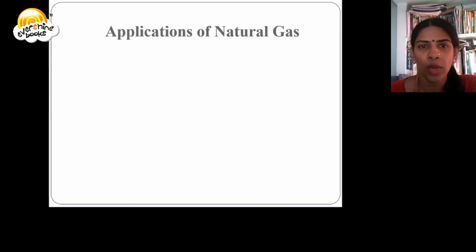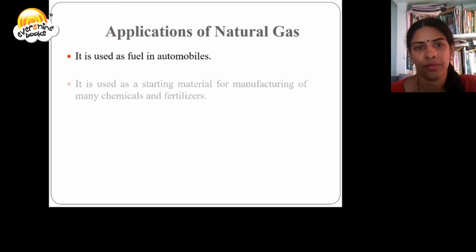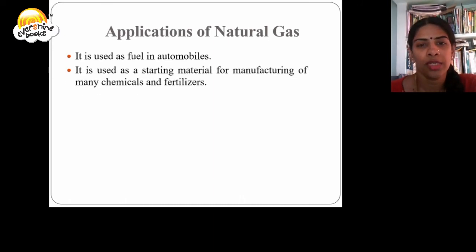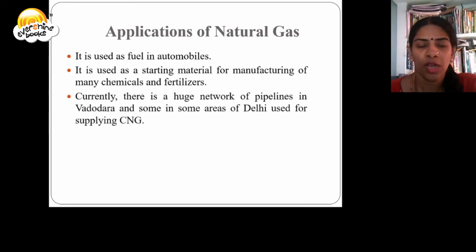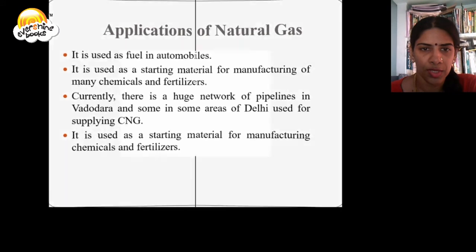Let us now discuss where we can use natural gas, that is, the applications of natural gas. It is used as a fuel in automobiles. It is used as a starting material for manufacturing many chemicals and fertilizers. Currently, there is a huge network of pipes in Vadodara and in some areas of Delhi for supplying CNG.